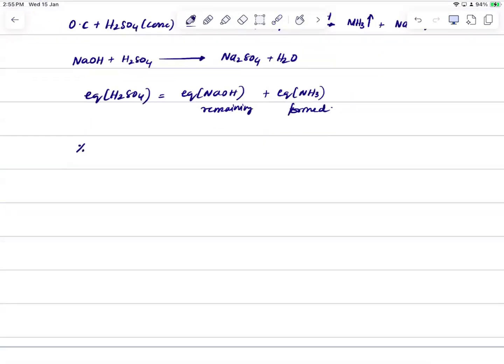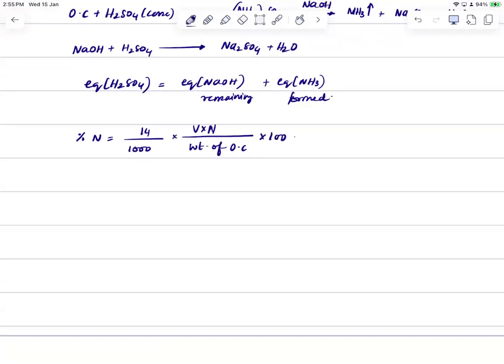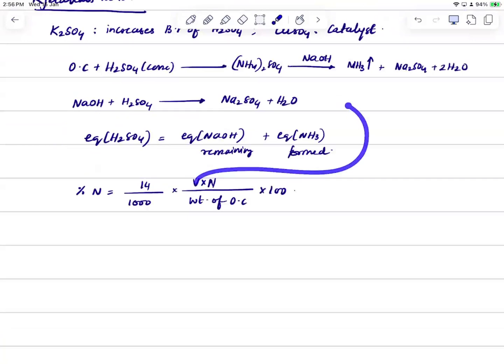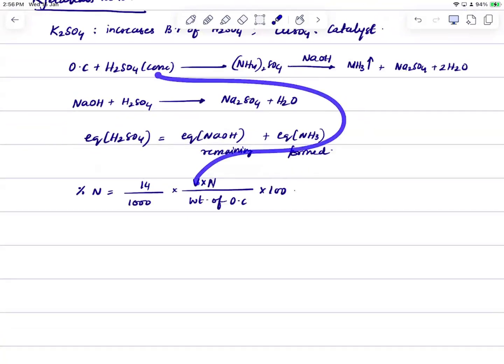So from here we can write percentage of nitrogen is equal to 14 by 1000 into volume of H2SO4 into normality, that divided by weight of organic compound, into 100. This volume is only that volume which is used in the first case, the amount of volume which we used in the first equation. Got it?